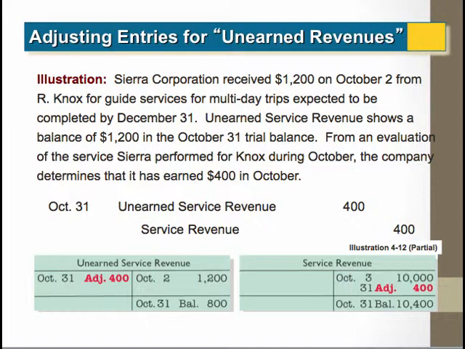So from the October 2nd transaction where they received $1,200 from R. Knox, they have a balance of $1,200, but during the month of October they actually did the work. They've earned $400, so they must reduce the liability account by $400 by performing a debit adjusting journal entry of $400. When we reduce the liability by $400, we're going to increase the revenue account by $400 because we've earned the money.